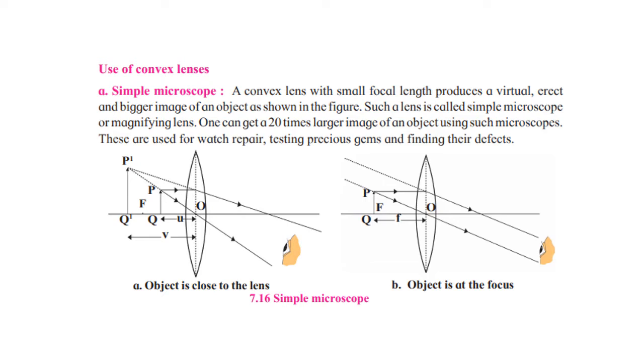These are used by watch repairers, testing precious gems, finding their defects, etc. You might have seen the watch repairers using them. A small thin lens that they put in their eyes and they try to repair the watch, etc. It is also used by jewelers when they're putting gems and small intricate designs. That is what is called a simple microscope.